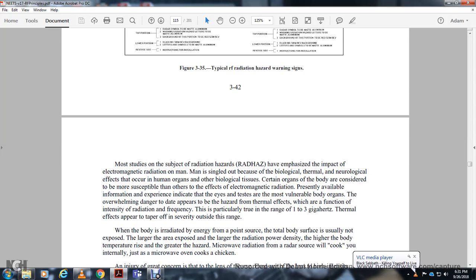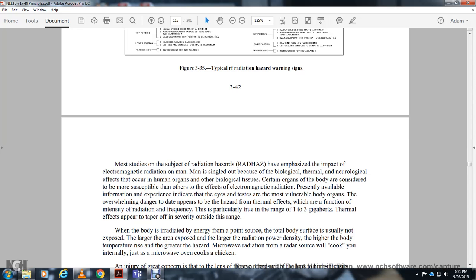Alright, most studies on the subject of radiation hazards emphasize the impact of electromagnetic radiation on man, who is singled out because of the biological, thermal, and neurological effects on human organs and other biological tissues. Certain organs of the body are considered more susceptible to the effects of electromagnetic radiation. Presently available information and experience indicate the eyes and the testes are the most vulnerable body organs.